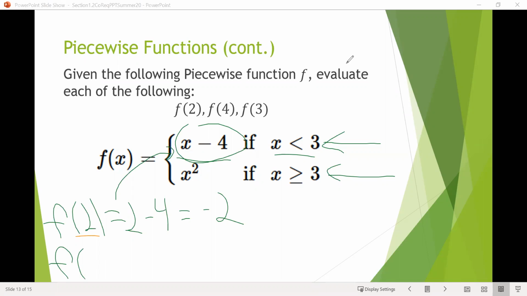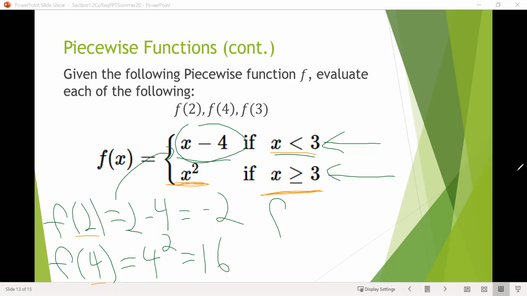We go to do f of 4, the next one. Well, again, looking at our input here, it's 4. Is that less than 3? No, so we're not going to use the top formula this time. The bottom one here says we use this for values of x that are greater than or equal to 3. That does include 4. So then we'll want to use this formula, x squared, so we'll do 4 squared, which gives us 16. Okay? So in this case, our f of 4 gave us 16.